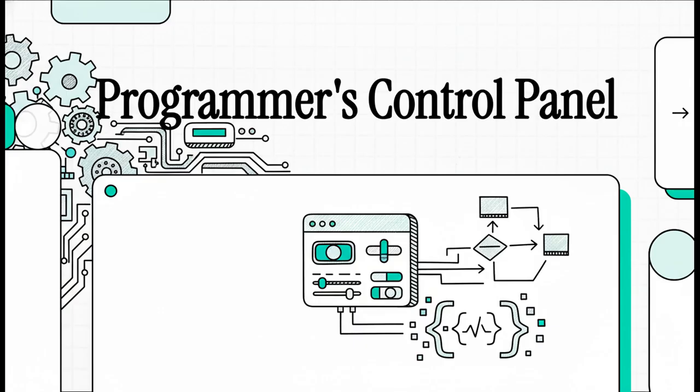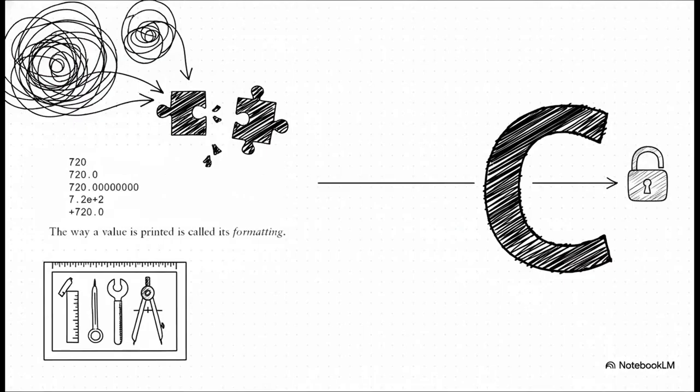We're going to pop the hood and show you the C++ control panel, so you can take command of not just what your code does, but how it looks and how it thinks. So take a look at this. We've got the number 720, but it's showing up in 5 totally different ways. You've got it as a plain old integer, then as a decimal, then with a bunch of extra zeros, even in scientific notation. It's the exact same value every time, but the presentation is all over the place.